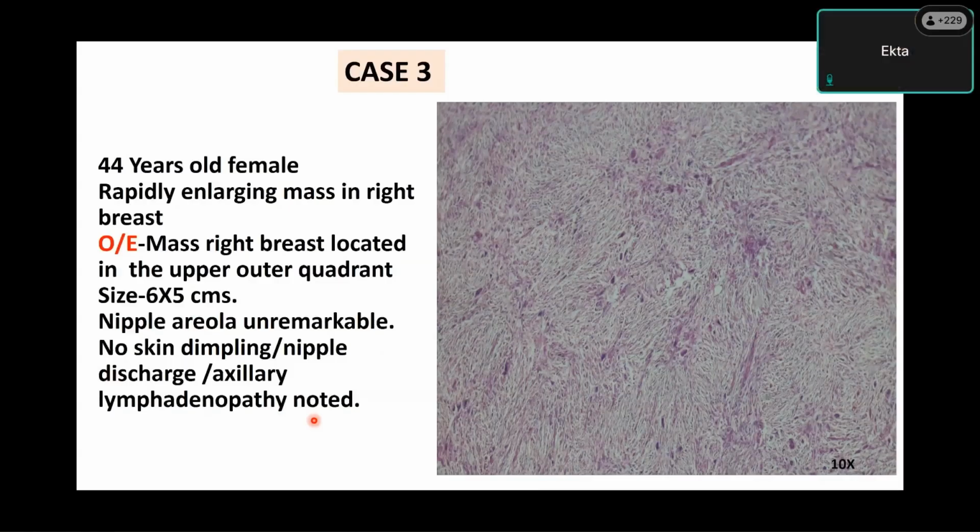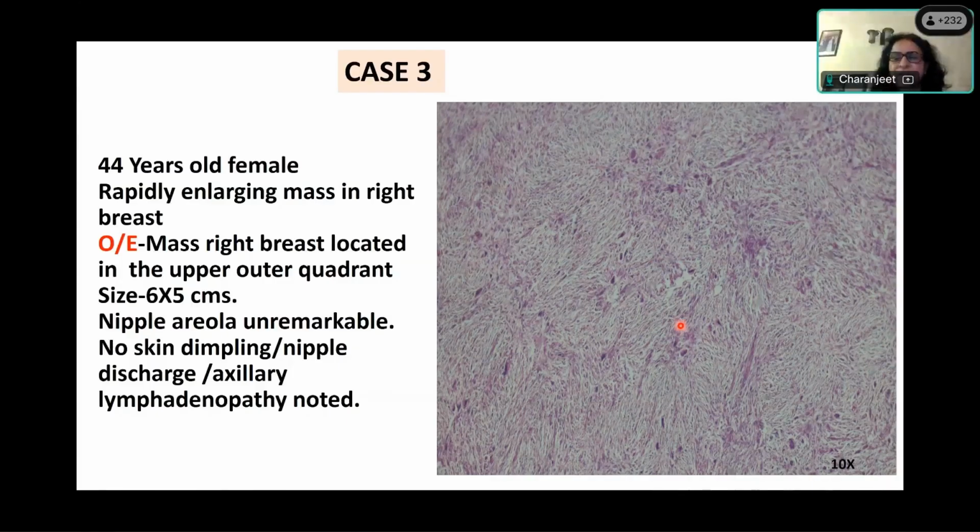Yes ma'am. Sections examined show a highly cellular tumor composed of spindle cells. Any arrangement? Yes ma'am, there are fascicles. Okay, good.